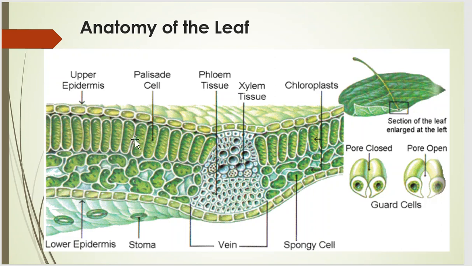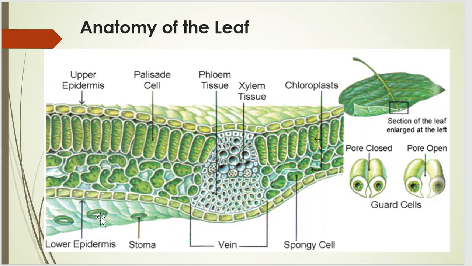Right below the upper epidermis, you can see some cells which are barrel shaped and thick green in color. That is called the palisade cell. This is where photosynthesis happens. And right below, on the lower side, you can see some loosely arranged cells. We call them spongy cells. These also have chloroplast and undergo photosynthesis, but they have a lot of space between them. This is the space where carbon dioxide and oxygen diffuse in.